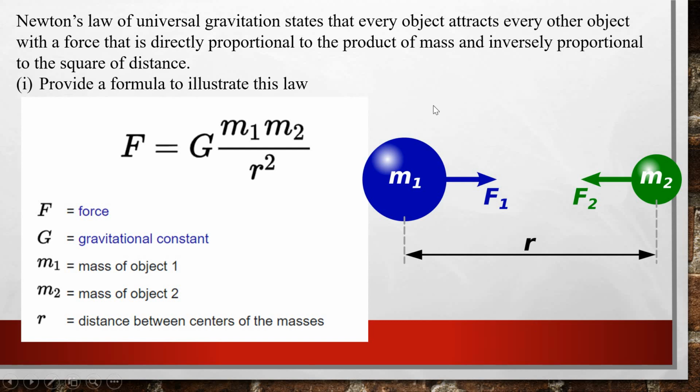So this is how we can illustrate the law diagrammatically. Mass 1 and mass 2 attract each other by a force F. In this case, F1 is equal to F2. So the force that m2 attracts m1 with is the same force that m1 attracts m2 with.